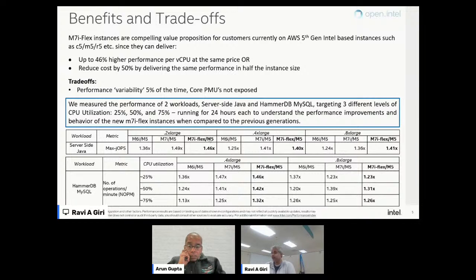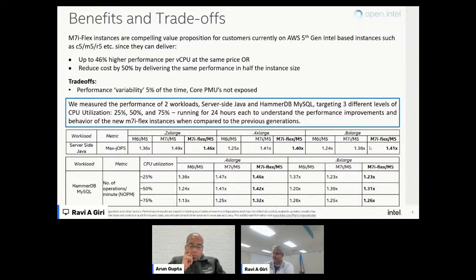Now M5 to Flex is very similar. It's not too far away, and in fact, at the 8XL size, you see that it's actually showing up as 41% versus the 36% going from M5 to M7i. Now, this is because of the performance variation to some extent that we talked about, right? But the performance improvement, even with a benchmark, is quite high.